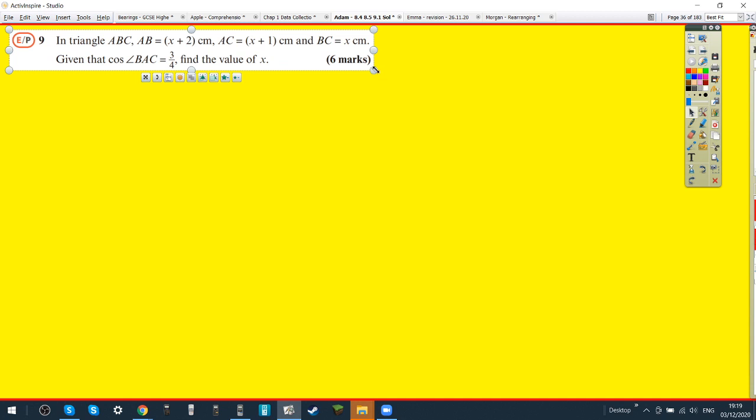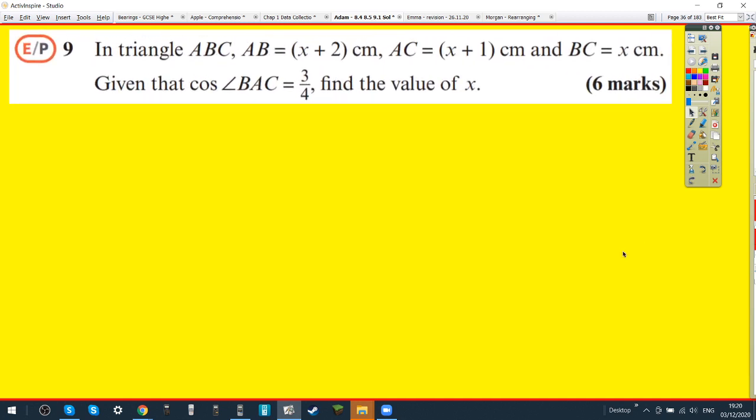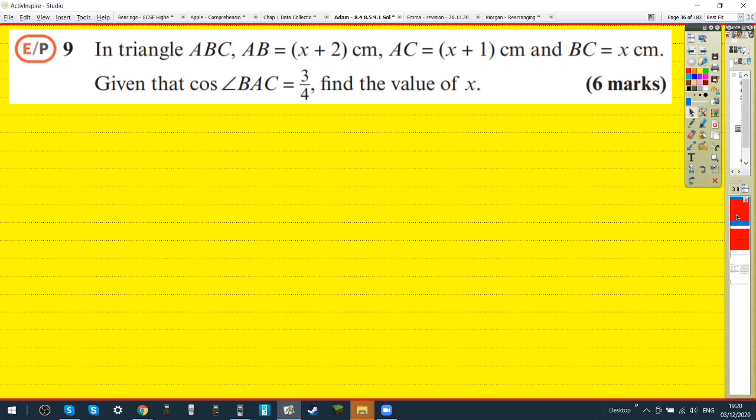Is this one worth doing? It's very similar to the one we did previously. It's a little different. It is worth doing, is it? Yeah, I think so. All right, go for it.